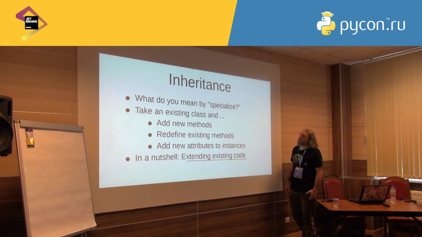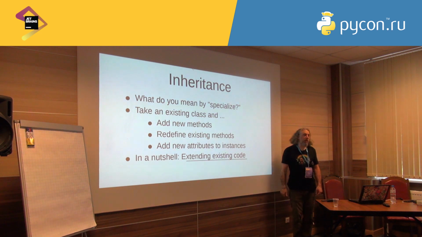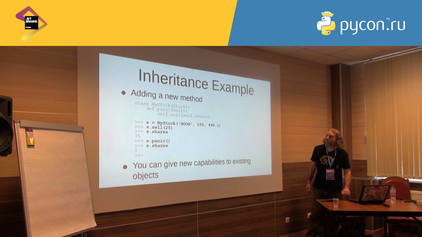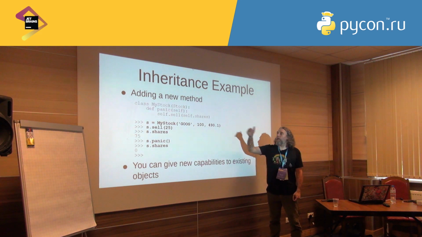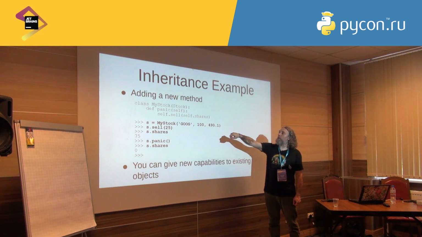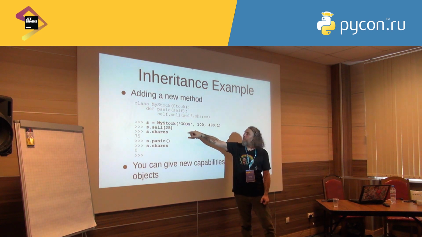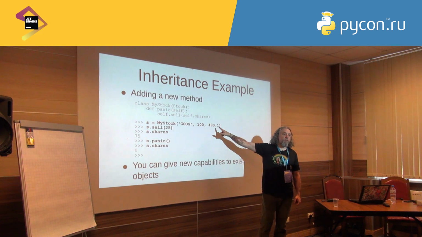And we can specialize existing classes, we can add new methods, we can override methods to change behavior, and we can add new attributes. So it's all about taking existing code and extending it in some way. Here's a very simple example. Through the course, we've had a Stock class which has a sell method. It has the name of the symbol, the number of shares, and the price of the shares in a floating point number.